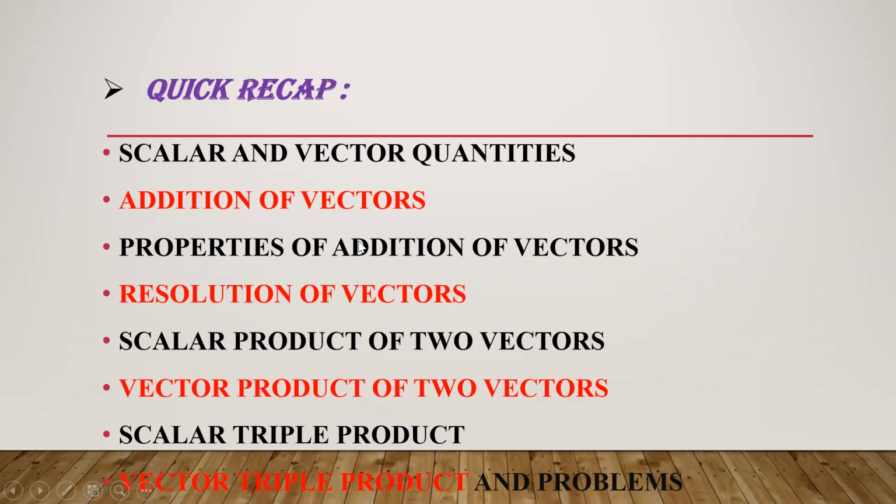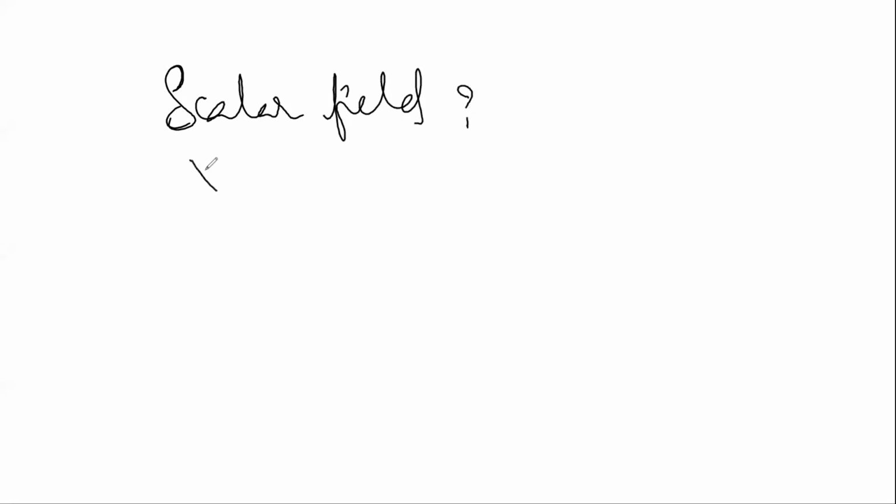Okay, next let us go further quickly to the next topic, that is scalar and vector fields. So let me share the whiteboard. Now let us go for scalar and vector fields. So what is a scalar field and vector field? Let me write here. What is a scalar field and vector field?